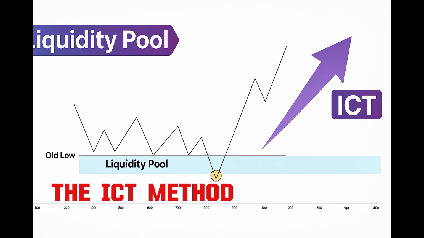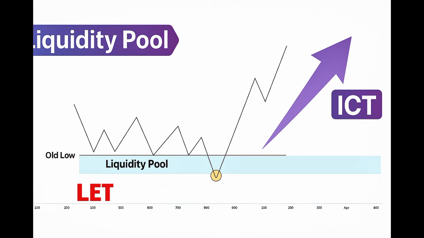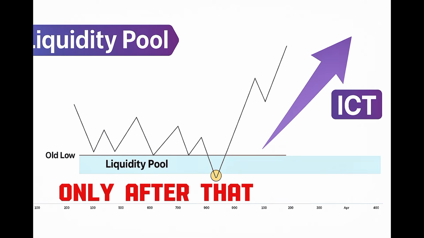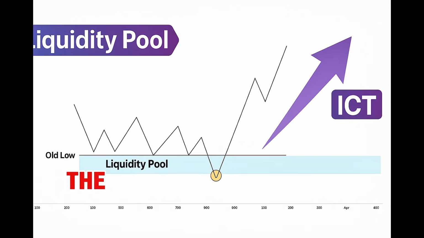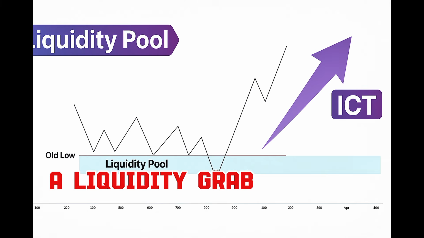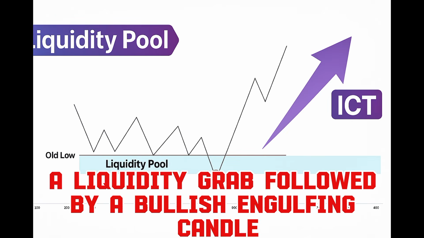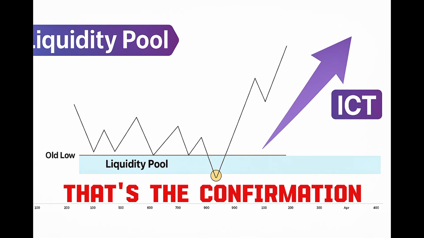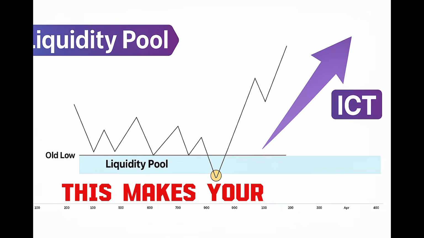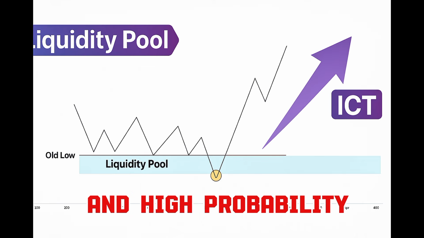The ICT method is centered around one idea: let the market do the manipulation first, then take your position. ICT traders mark old highs and lows, identify liquidity zones, and wait for price to sweep them. Only after that do they look for confirmation. The chart here shows a perfect sweep of an old low, a liquidity grab, followed by a bullish engulfing candle. That's the confirmation. Instead of predicting, you're reacting to smart money's footprints. This makes your entries low risk and high probability.